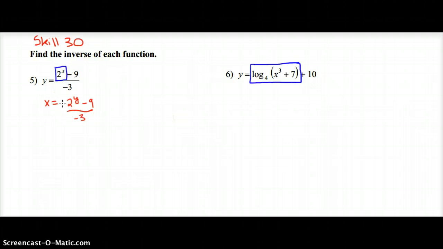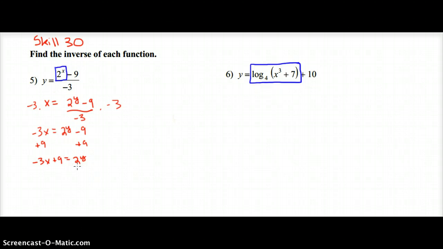Once I've switched x and y, I'm then going to try to isolate this 2 to the y. So I'm going to multiply both sides by negative 3, which gives me negative 3x equals 2 to the y minus 9. I'll then add 9 to both sides, so I have negative 3x plus 9 equals 2 to the y power.